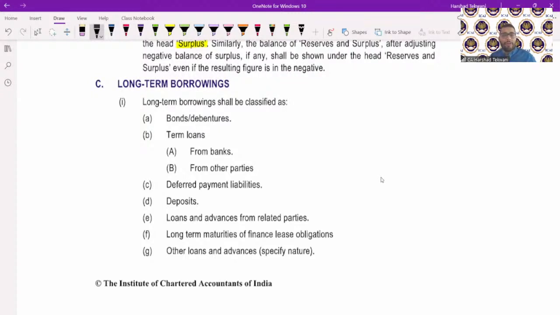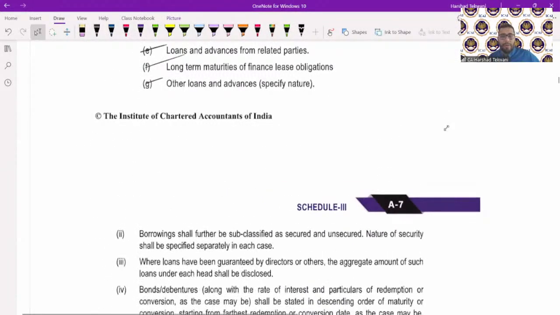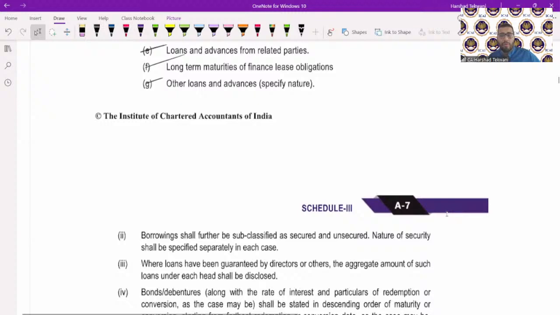In long-term borrowings, you need to provide bonds and debentures, term loans from banks and from other parties, deferred payment liabilities, deposits, loans and advances from related parties, long-term maturities of finance lease obligations, and other loans and advances. You need to specify the nature. Along with these details, you are required to provide additional details of these items. What are the additional details we are talking about over here?